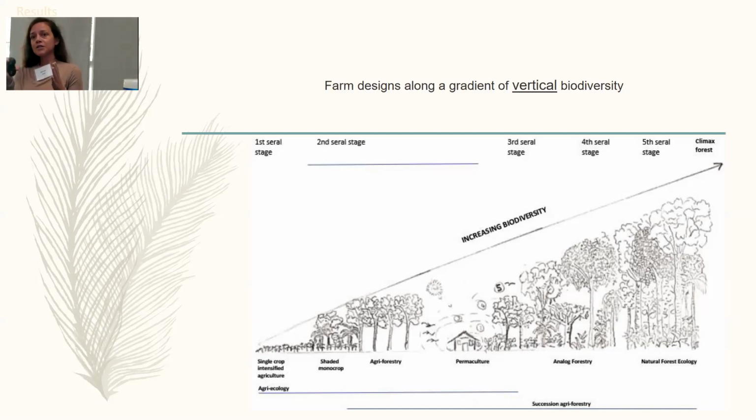Use of succession agroforestry, which is a more standardised definition and what analogue forestry always uses, has a range there as well. On the left, it's more of a possibility range rather than being often used. And from analogue forestry, it's consistently used. And natural forest ecology, well, that just happens naturally on a daily basis.